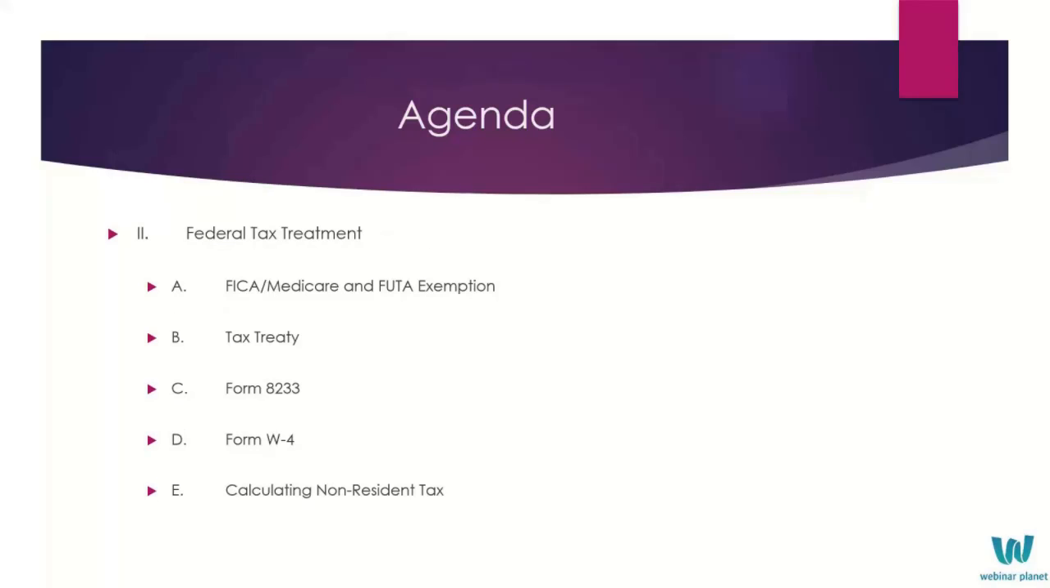Then we'll go into the federal tax treatment of those items and look at the FICA and Medicare and FUTA exemption, the tax treaty, the Form 8233, which is a specific form that they would fill out for that tax treaty, the Form W-4, and then calculating non-resident tax.